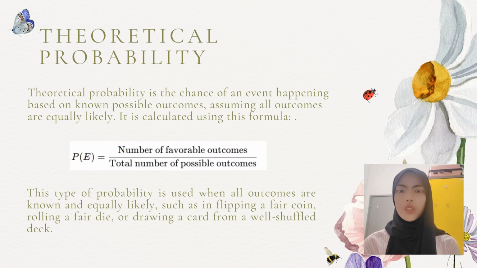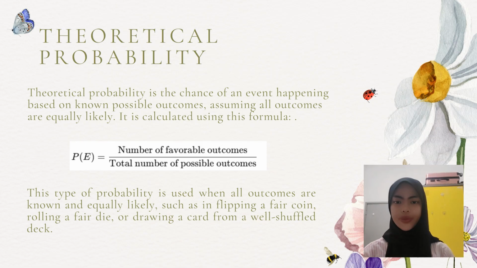We go to the next part, which is theoretical probability. Theoretical probability is the chance of an event happening based on known possible outcomes. Assuming all outcomes are equally likely, it is calculated using this formula: P(E) equals the number of favorable outcomes over the total number of possible outcomes. This type of probability is used when all outcomes are known and equally likely, such as in flipping a fair coin, rolling a fair die, or drawing a card from a well-shuffled deck.